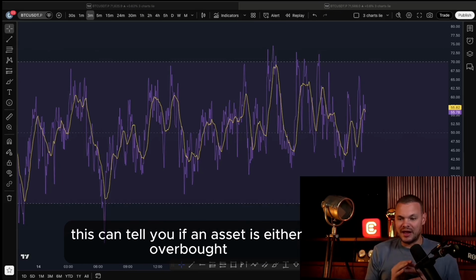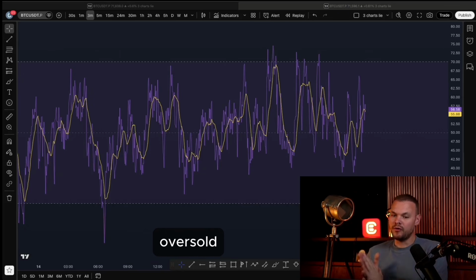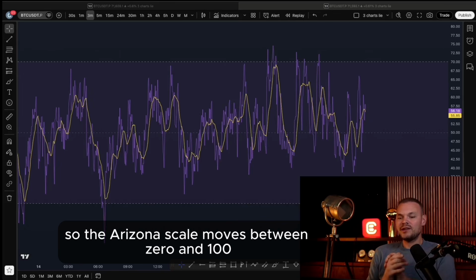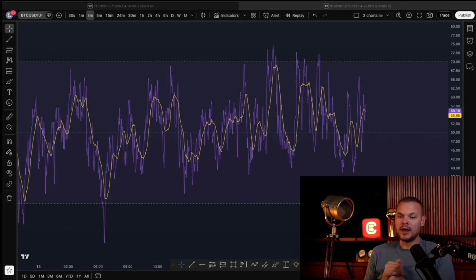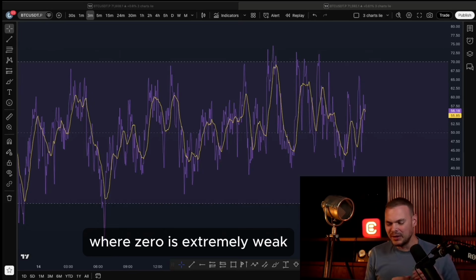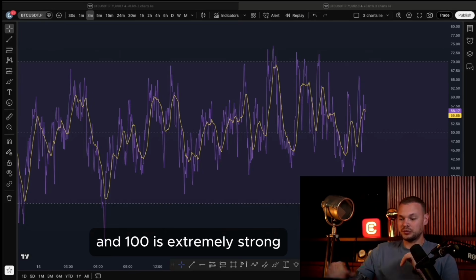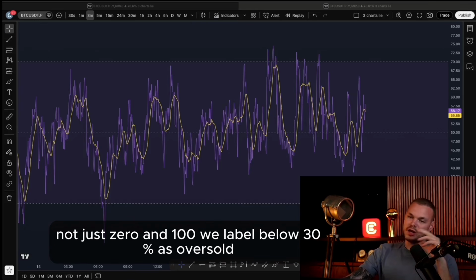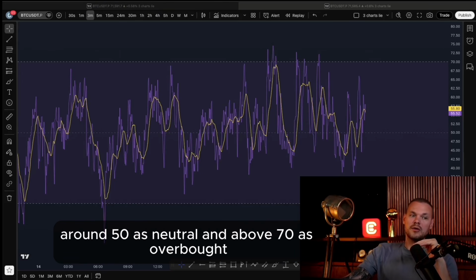This can tell you if an asset is either overbought, oversold, or in a neutral zone. So, the RSI scale moves between 0 and 100, where 0 is extremely weak and 100 is extremely strong. So, we have some levels in between, not just 0 and 100. We label below 30 as oversold, around 50 as neutral, and above 70 as overbought.